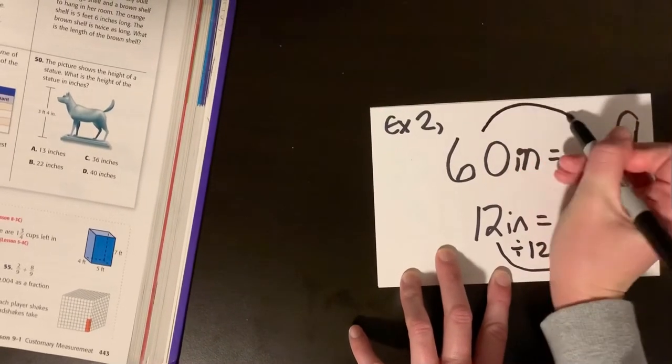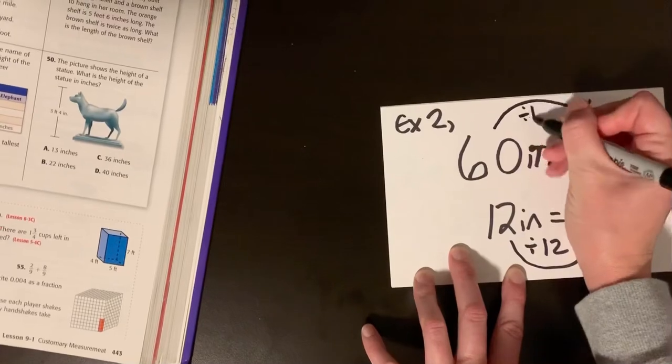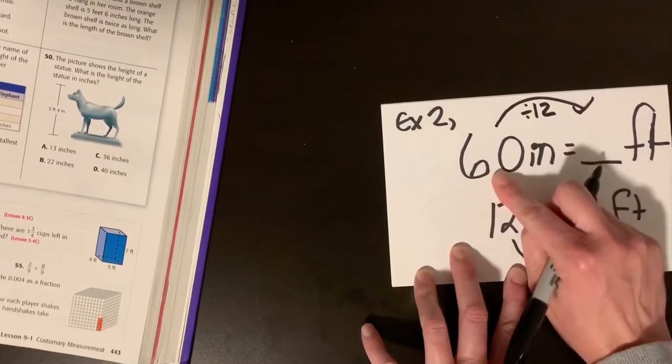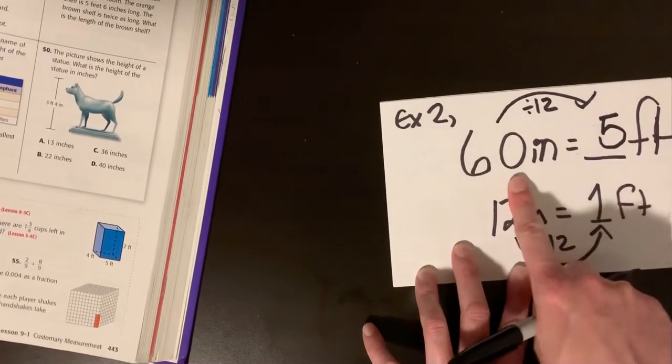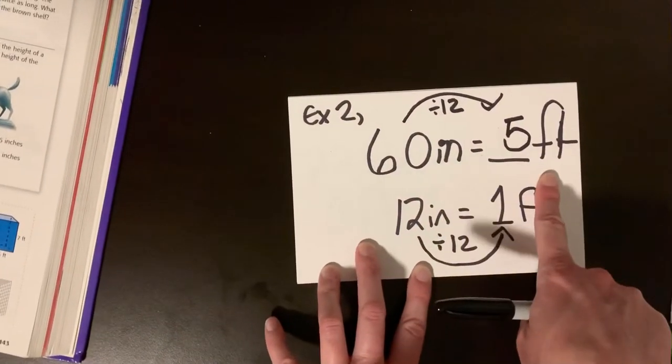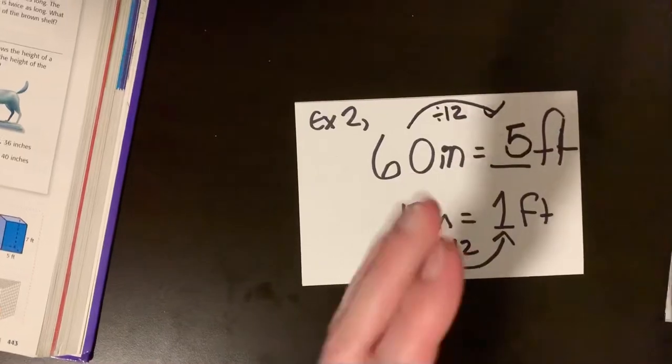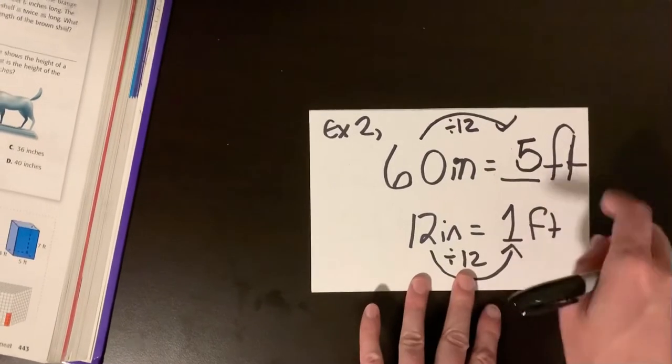That's what I do on top here. I divide 60 by 12. 60 divided by 12 is equal to 5. And that's how I know that 60 inches is equal to 5 feet. I'm taking all those little pieces and putting them together to look at them as feet.